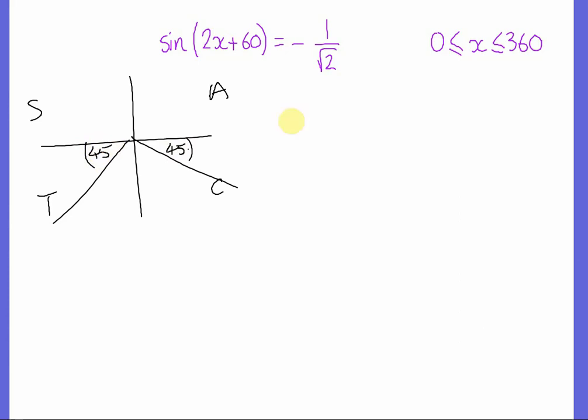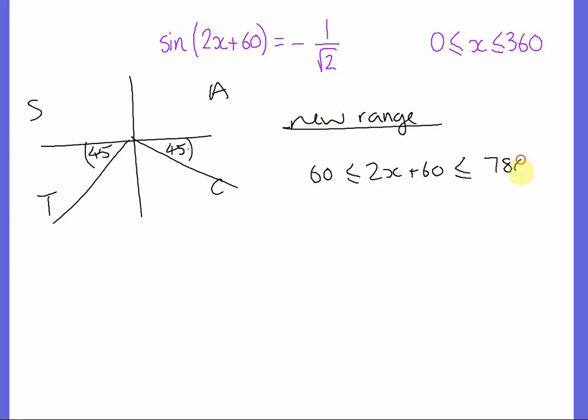Right, so the new range is 2x plus 60. So we're going to double everything and add 60. So this one's going to be 60. So 720 add 60 is 780. Right, so let's just work this out. So 2x plus 60, what values do we get? Right, so we get none in the first 180, but we get one at 225. Then we get another one at 315.